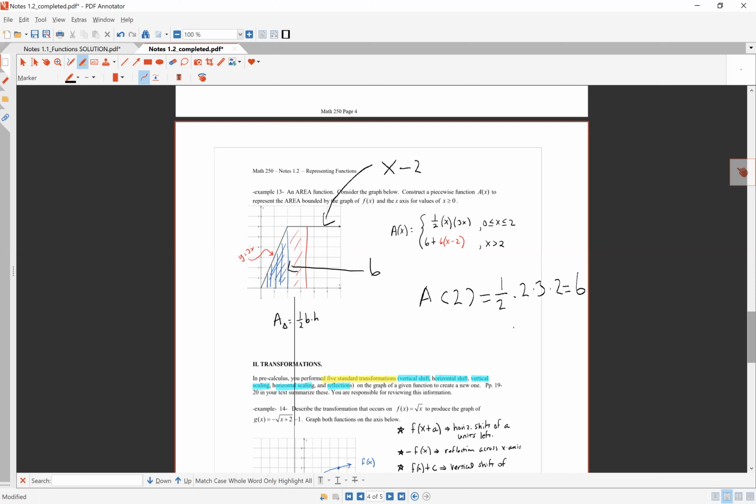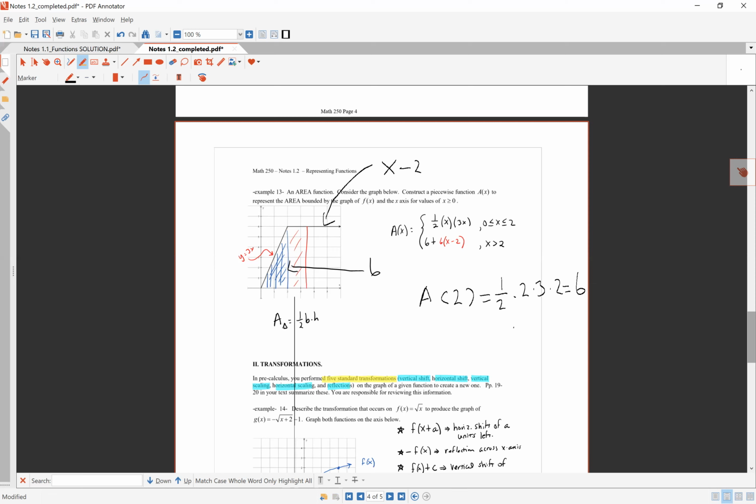So for x from 0 to 2, the area function is 1/2 x times 3x, or 3/2 x squared. Now when x is equal to 2, the graph doesn't keep sloping upward, it's just a flat line. So for x greater than 2, the graph is just a flat line. At x equal to 2, 3 times 2 is 6, so the height is 6, and the area of that triangle is 6.